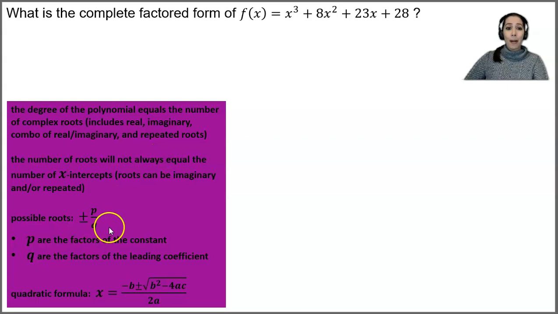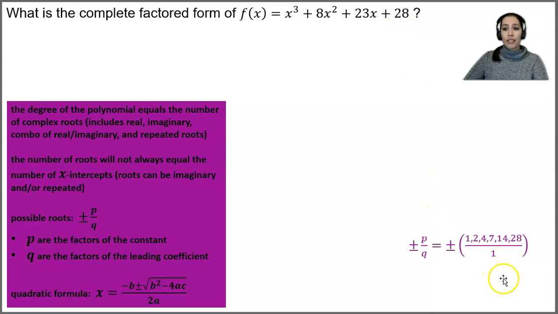Now, she let us know that the possible roots you can figure out by taking p divided by q. P are all the factors of the constant, q are all the factors of the leading coefficient. So the factors of our constant 28 are 1, 2, 4, 7, 14, and 28. And all of the factors of our leading coefficient are 1, so we're going to divide each of those by 1. I have 1, 2, 3, 4, 5, 6 numbers, but it's positive and negative, so I actually have 12 possibilities.